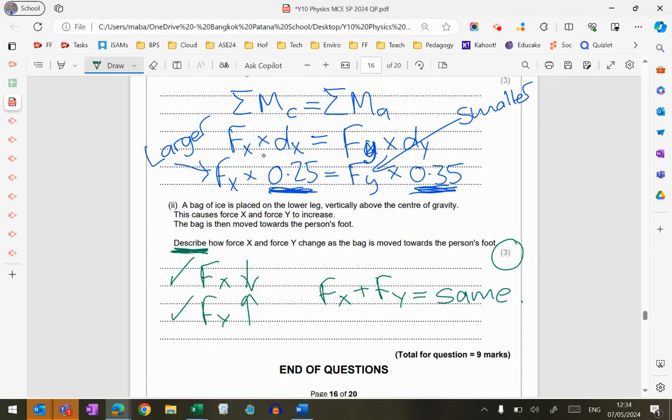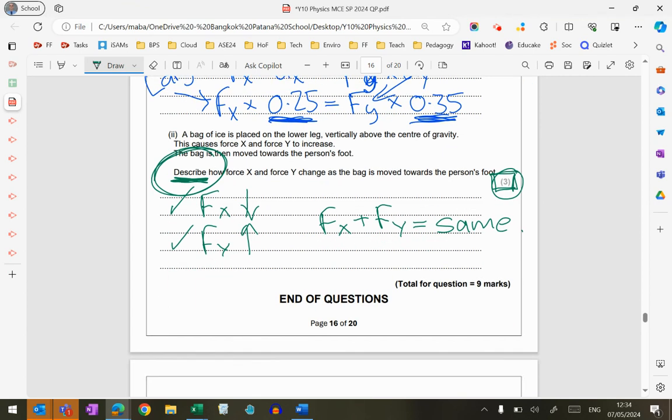So that third point was pretty challenging to get. And it's because not everybody read that keyword there. They're not asking for an explanation. They're asking for a description of how the force changes. And that is the end of the paper.